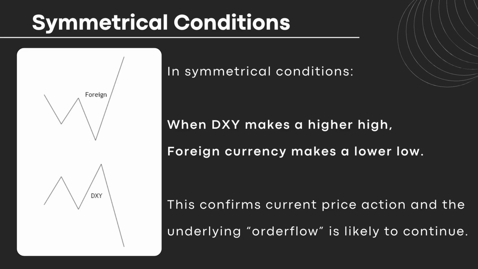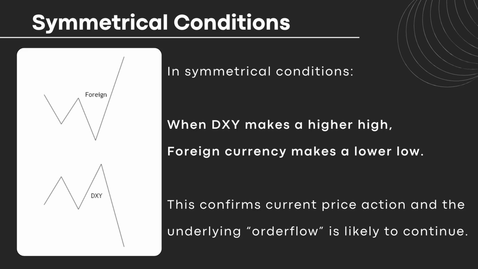So another scenario for symmetrical market condition is when DXY or the benchmark asset makes a higher high, right? And the underlying or the foreign currency makes a lower low, right? This type of structure in order flow basically confirms symmetrical market condition, and it suggests that the underlying structure is going to continue, right? This is how you're going to determine whether we are in a symmetry or not.